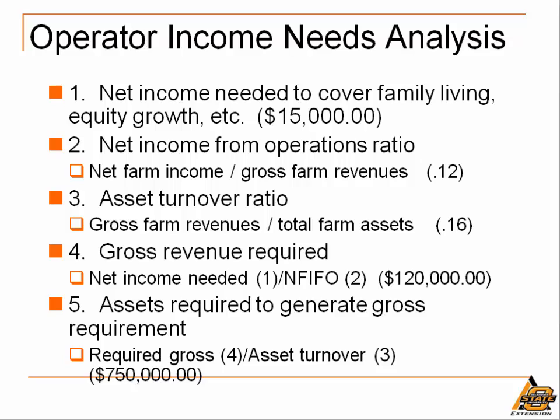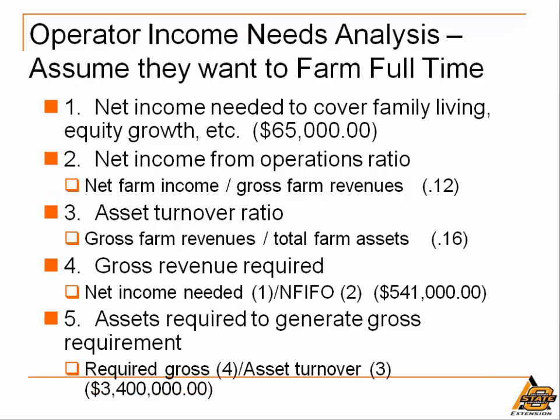Let's see what the analysis tells us in that hypothetical example. Now, instead of $15,000, we need an additional $50,000, or a total of $65,000, to accomplish the goals that we have in mind from this farm. So the answer to question 1 now becomes $65,000. We use this information and that exact farm's recent historical net farm income from operations ratio to quickly discover that the farm would need to generate about $540,000 in gross income to make that happen. Answer to question number 2.